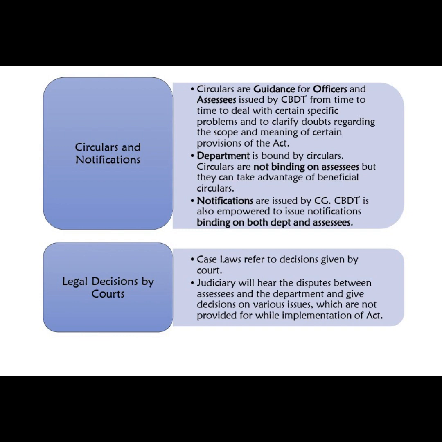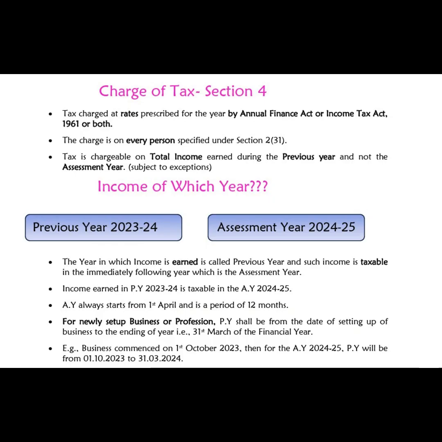Now let us discuss the backbone of the Income Tax Act, that is a section because of which a person is liable to pay tax. It's none other than section 4, charge of tax. So guys, as I have stated just now, section 4 is the backbone of Income Tax Act 1961. It states that tax is charged as per the rates prescribed in Annual Finance Act or Income Tax Act 1961 or both. Then it states that the charge is extended to every person mentioned in section 2 clause 31. Also, the tax is chargeable on total income earned during the previous year, not assessment year.